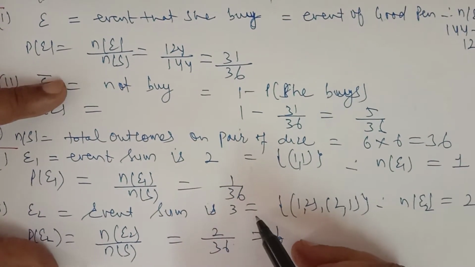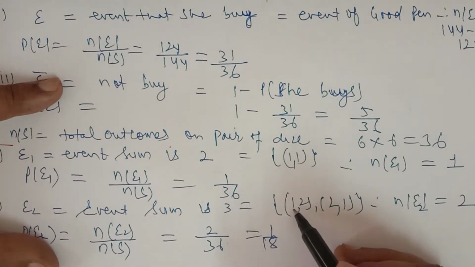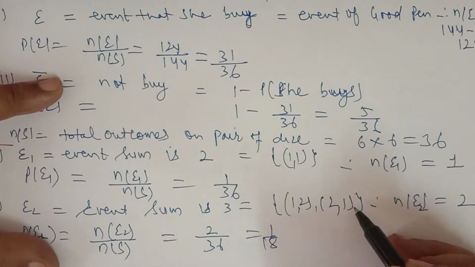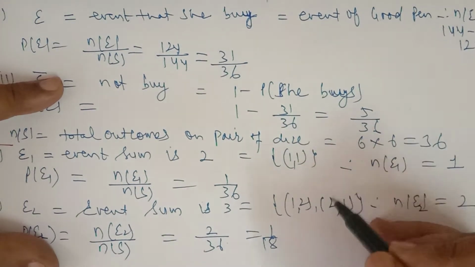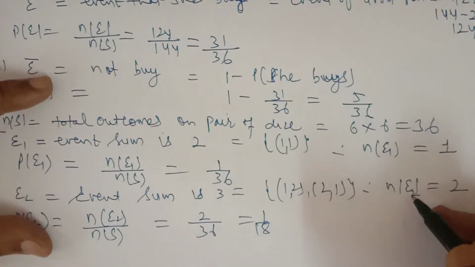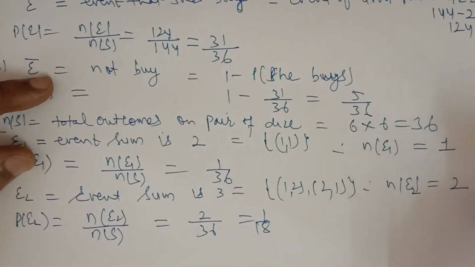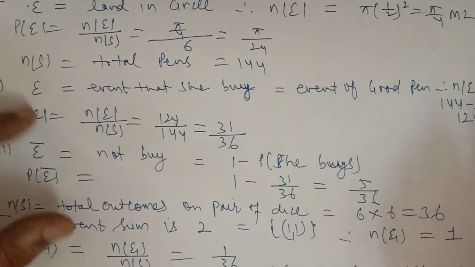Now how can we get a sum of 3 on the pair of dice? That is 1 on the first and 2 on the second, or 2 on the first and 1 on the second, that is (1,2), (2,1). The number of events is 2. The probability of getting a sum of 3 is 2 upon 36, since the sample space is 36. It is 1 upon 18.